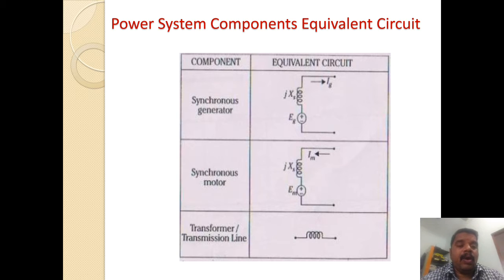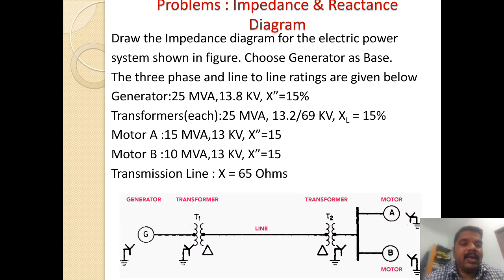Mostly in the problem, they give the reactances. If the problem mentions a resistor value, you have to mark the resistance value as well, so along with the reactance you connect the resistances also. That is the equivalent circuit to draw the impedance and reactance diagram from the single line diagram. Now we move on to the problem.